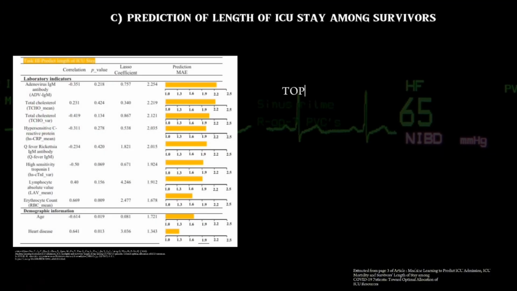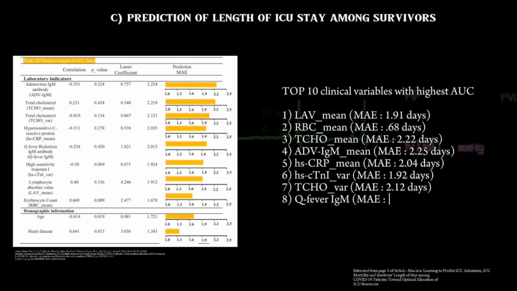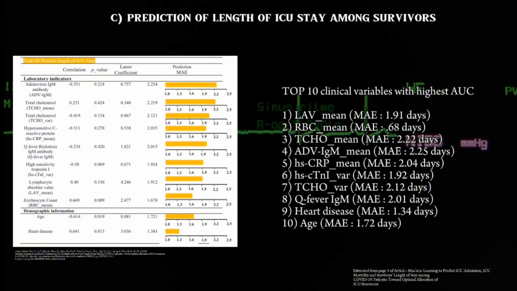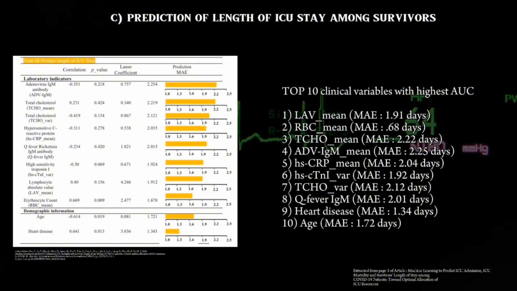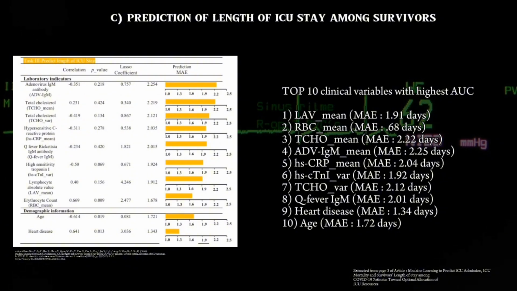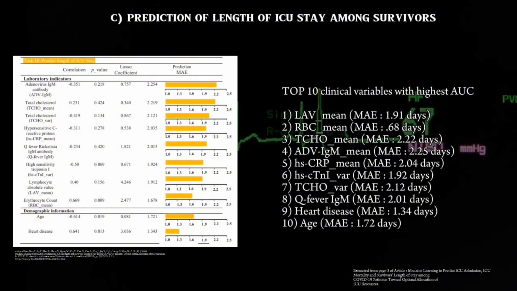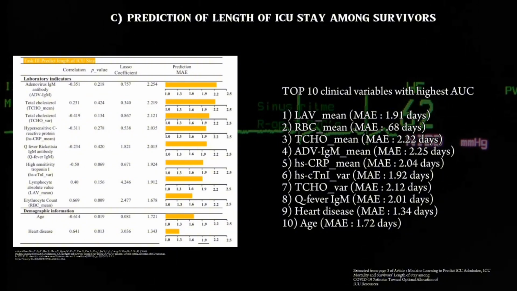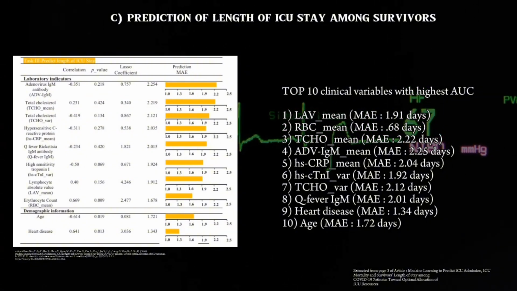The table shows that the top 10 clinical variables most predictive of length of ICU stay among survivors were the mean of lymphocyte absolute value, MAE of 1.91 days, mean of erythrocyte count, MAE of 1.68 days, mean of total cholesterol, MAE of 2.22 days, adenovirus IgM antibody, MAE of 2.25 days, mean of hypersensitive C-reactive protein, MAE of 2.04 days, the variance of high sensitivity troponin I, MAE of 1.92 days, the variance of total cholesterol, MAE of 2.12 days, Q fever rickettsia IgM antibody, MAE of 2.01 days, heart disease, MAE of 1.234 days, and age, MAE of 1.72 days.